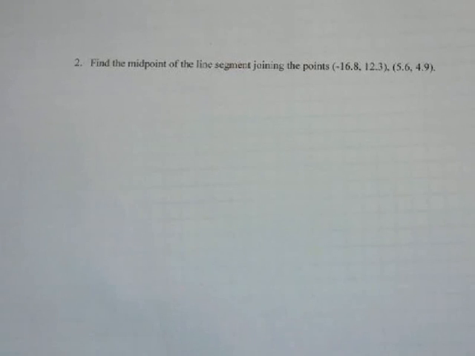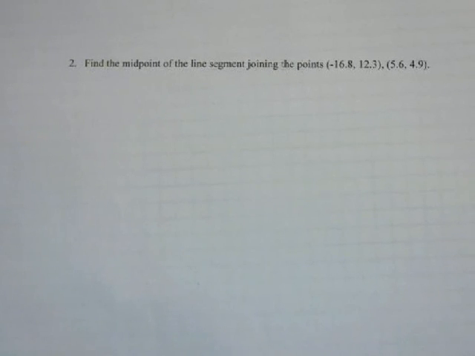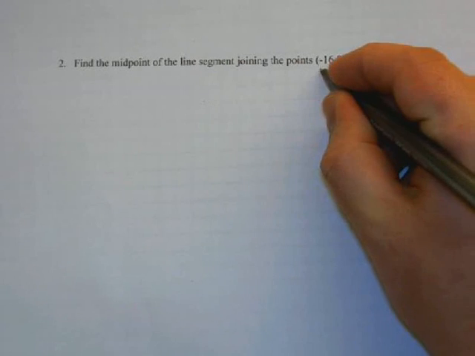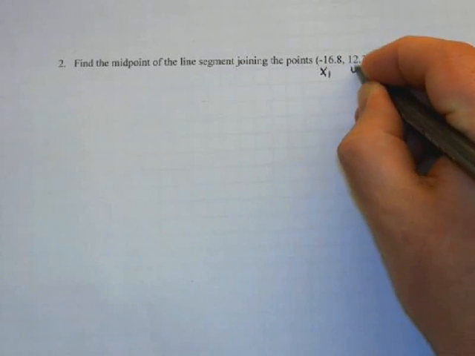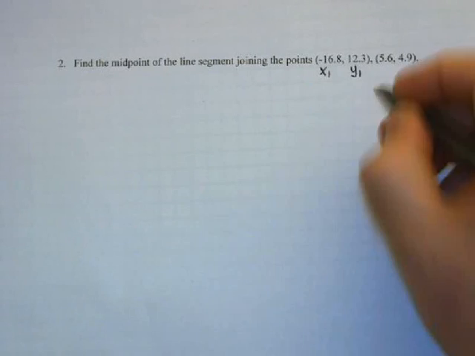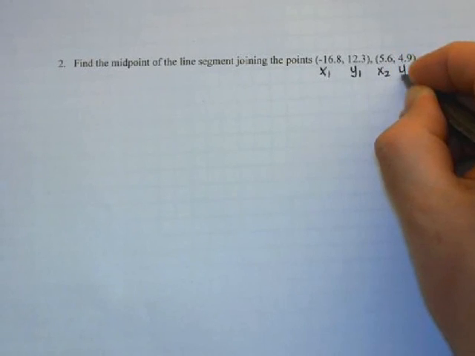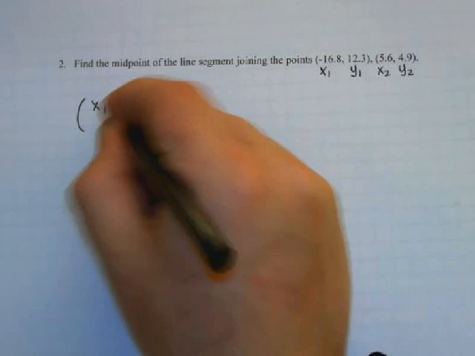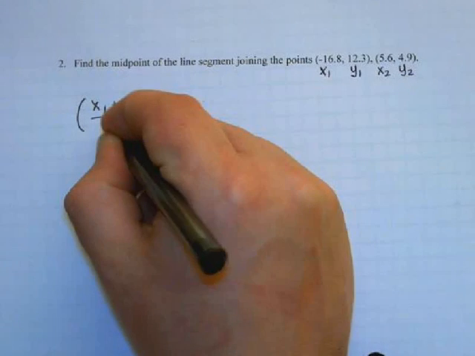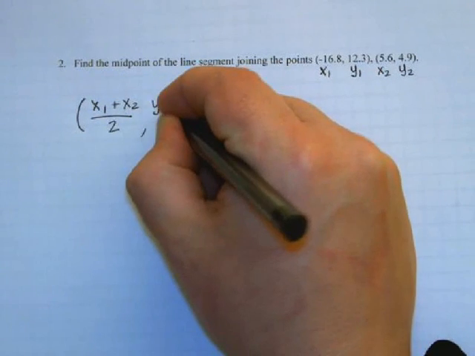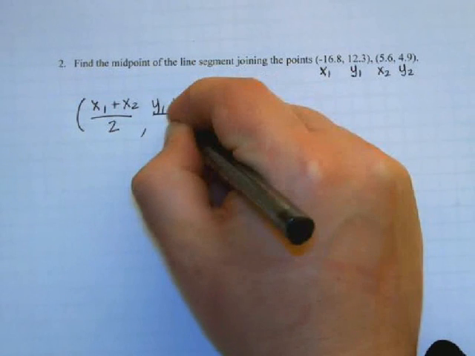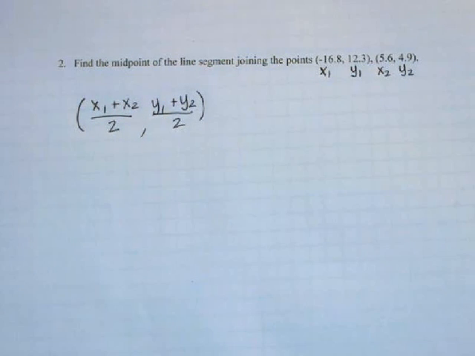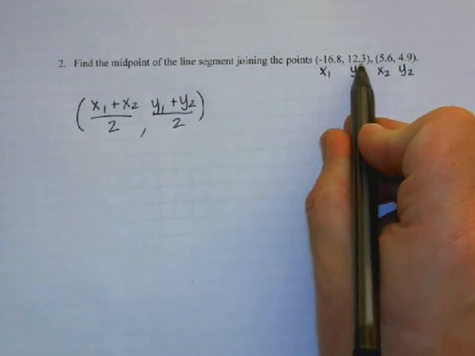Now in number 2, we're asked to find the midpoint of a segment, and we're given the endpoints. So like we did in the previous problem, we're going to go ahead and label the coordinates x1, y1, and x2, y2. So here's the midpoint formula. Once again, if you don't know it, you want to put that in your notes. So I'll substitute the four values into the appropriate spots.